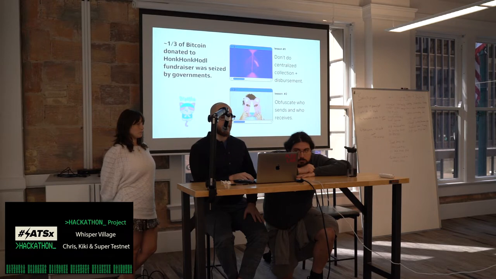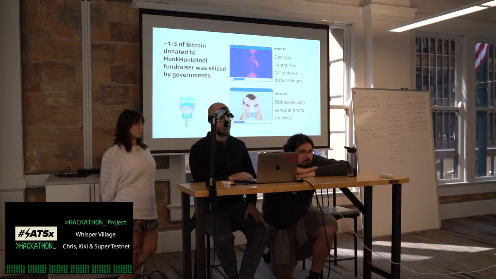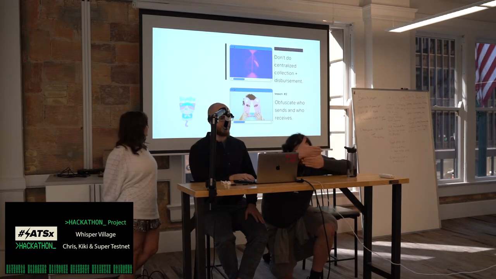Lessons, so far as I can tell: number one is don't do centralized collection and disbursement. Even if you can add privacy to it, can we figure out a way to donate directly to people? And lesson two, obfuscate who sends and who receives as much as is possible.